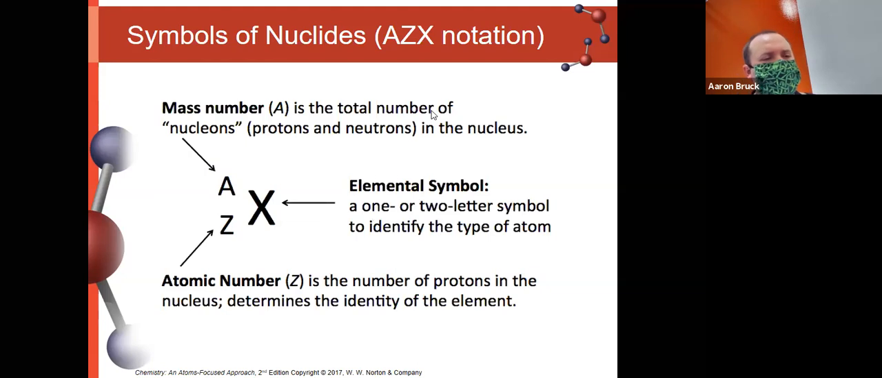You should have seen this in the post-lecture. I did talk about it slightly before. This is our common symbology, AXZ notation for symbols of elements and isotopes. Again, the mass number A here represents the total number of nucleons, the total number of protons and neutrons together. The atomic number Z here represents just the number of protons. This is ultimately what determines what our element is. And we can represent that further by looking at X, which is our elemental symbol.